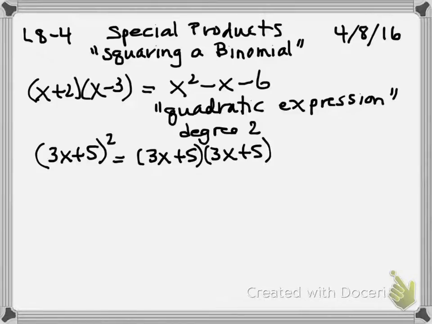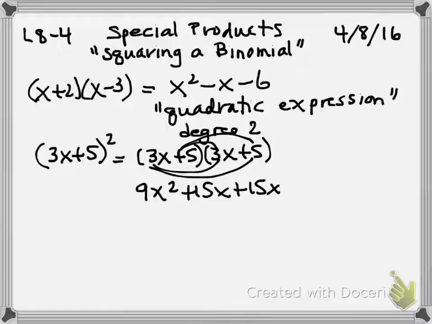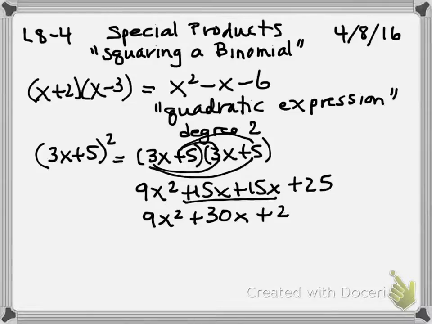So we'd multiply 3x times 3x, and we'd get 9x squared, and 3x times 5, and we'd get 15x. And 5 times 3x, and that's 15x, and 5 times 5 is 25. Then we look for like terms, and we get 9x squared plus 30x plus 25. Okay? We get that trinomial. Let's do another one. Let's do one with 2 variables.